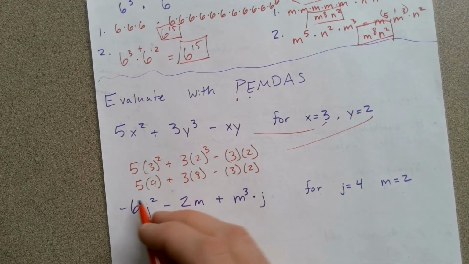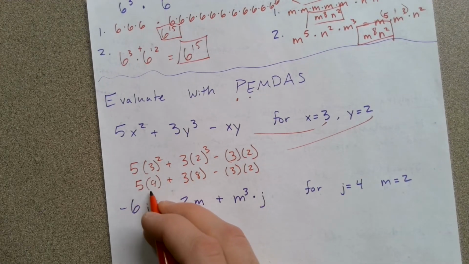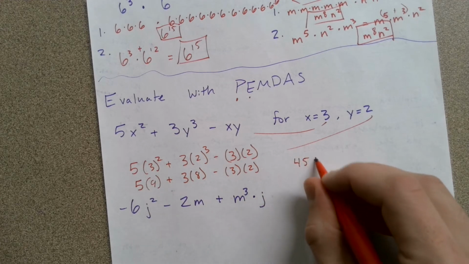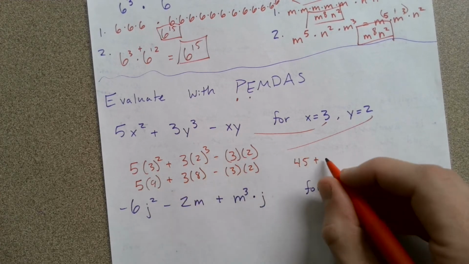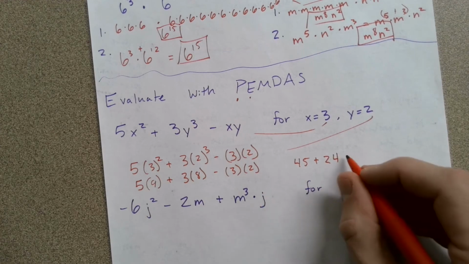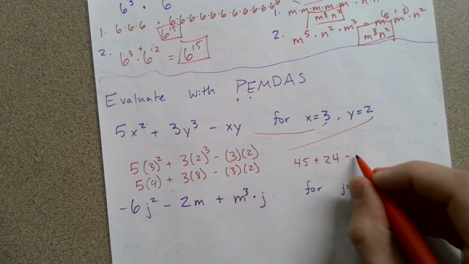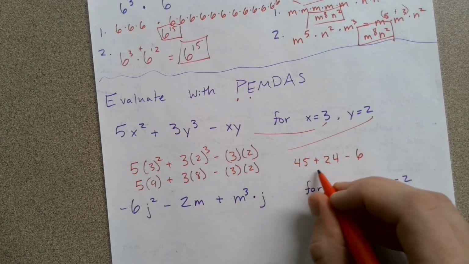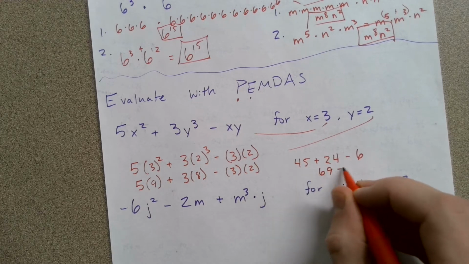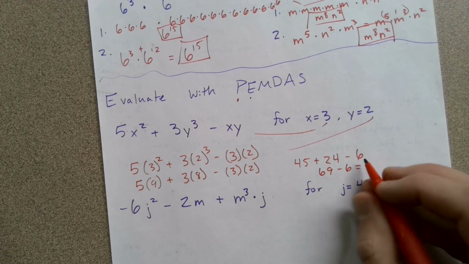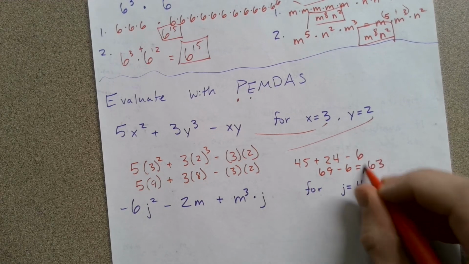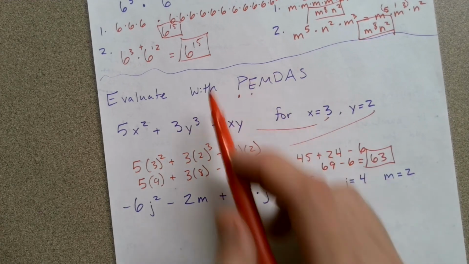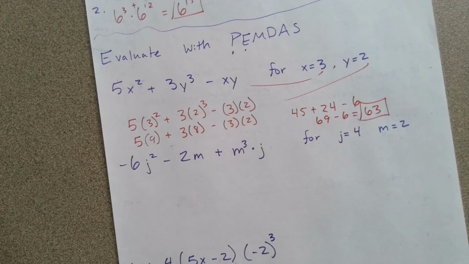Okay, we're on to our multiplication. Let's do this. We got 5 times 9 is 45, plus 3 times 8 is 24, minus 2 times 3 is 6. From here, we can do the rest. This is going to get us to 69 minus 6, and that'll leave us with an answer of 63. Follow those PEMDAS rules. Important once we get those exponents in there.